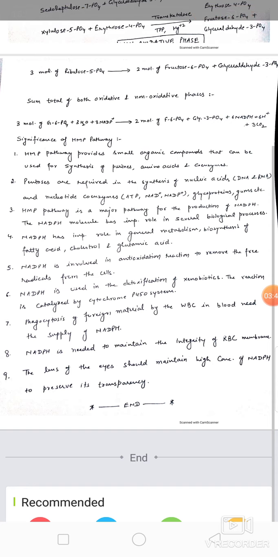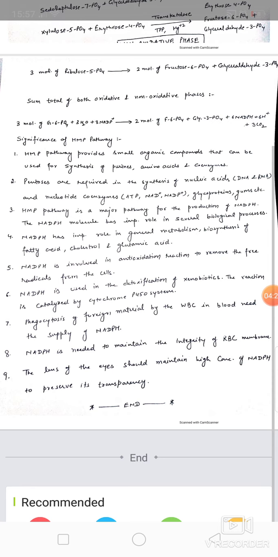Now the significance of the HMP pathway. First, the HMP pathway provides small organic compounds that can be used for the synthesis of purines, amino acids and coenzymes. Small organic compounds of 3, 5 and 7 carbons combine to form purines, amino acids and coenzymes. Next, pentoses are required in the synthesis of nucleic acids such as DNA and RNA, nucleotide coenzymes such as ATP, NAD positive and NADP positive, and glycoproteins and gums, etc.